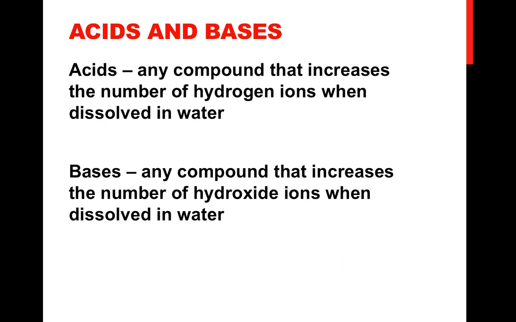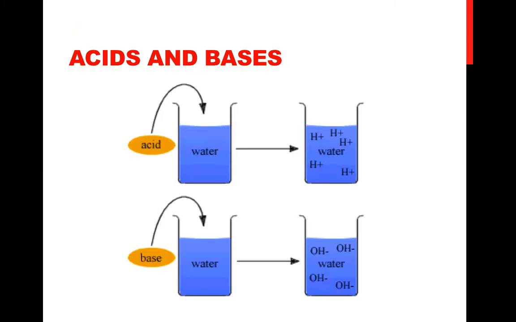Acids and bases. An acid is any compound that increases the number of hydrogen ions when dissolved in water. So the more hydrogen ions being released equals an acid. And a base is any compound that increases the number of hydroxide ions when dissolved in water. And hydroxide is an OH. So the more OHs that happen, the more likely it is a base. And so here we go. We add acid into water. By definition, more hydrogen ions will be produced. So therefore, that means for sure that's an acid. A base is added to water, you get more hydroxides or OHs, and therefore that's a base.